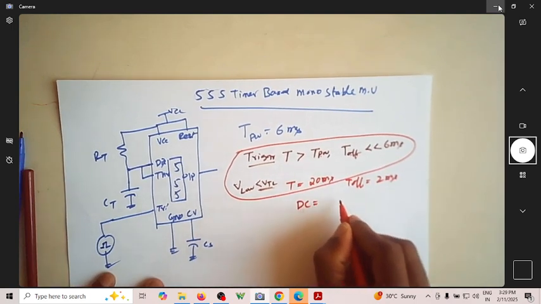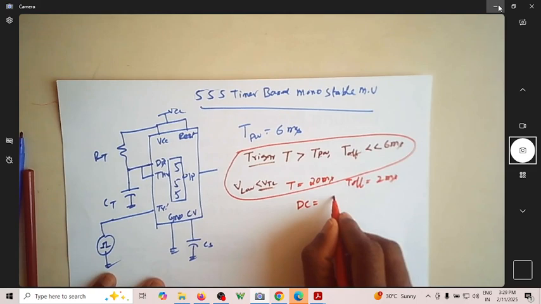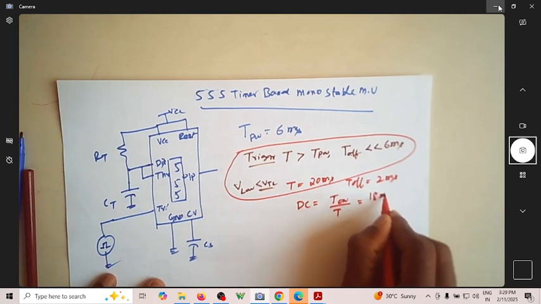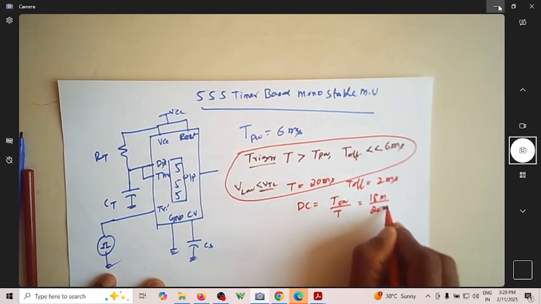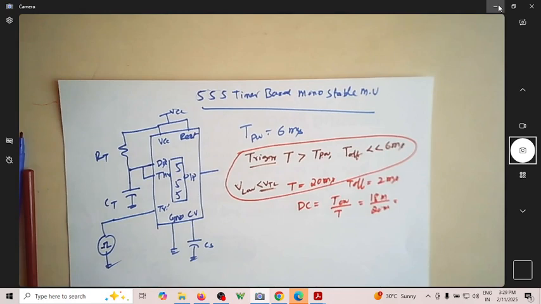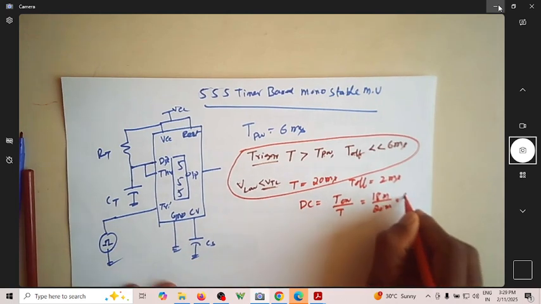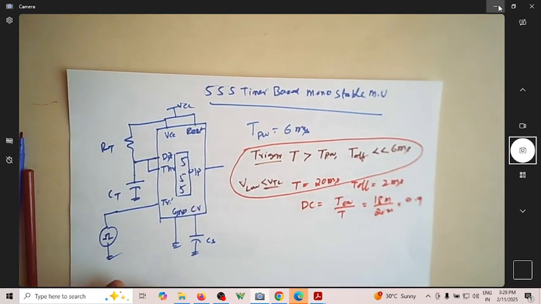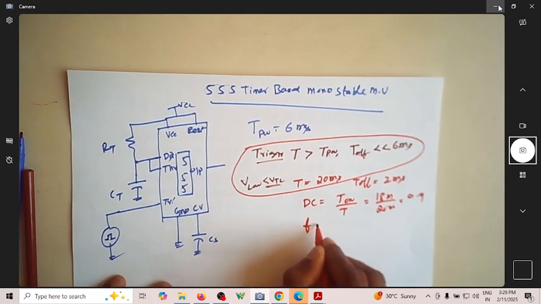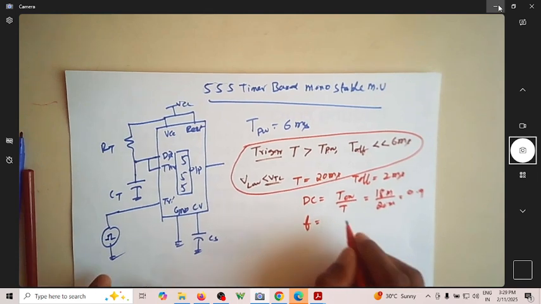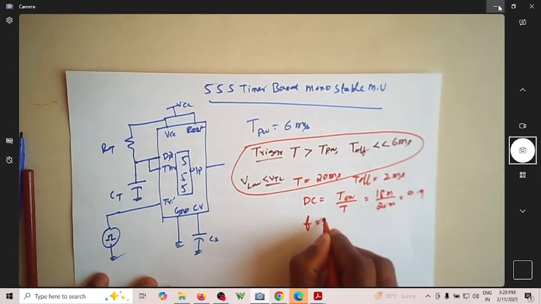So then the duty cycle is equal to T on by T. Is it not 18 millisecond by 20 millisecond? And how much is 18 by 20? 18 by 20 is 90%. So let us have a 90% duty cycle with a period of 20 millisecond, which is a frequency of 50 hertz.